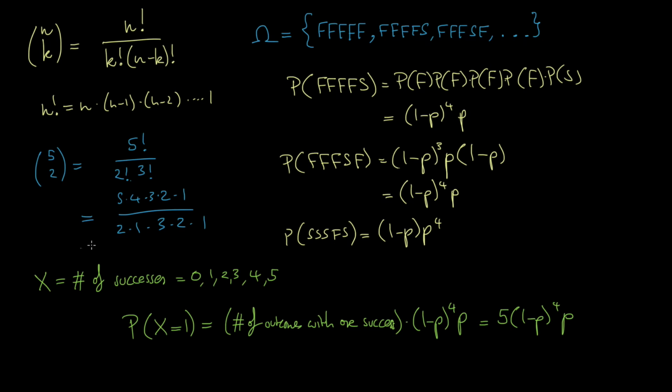And we can simplify this. We can see that these cancel out. And we just get 5 times 4 divided by 2, which is just going to be 10. And so there are 10 different ways that we can choose 2 objects from a group of 5 objects.